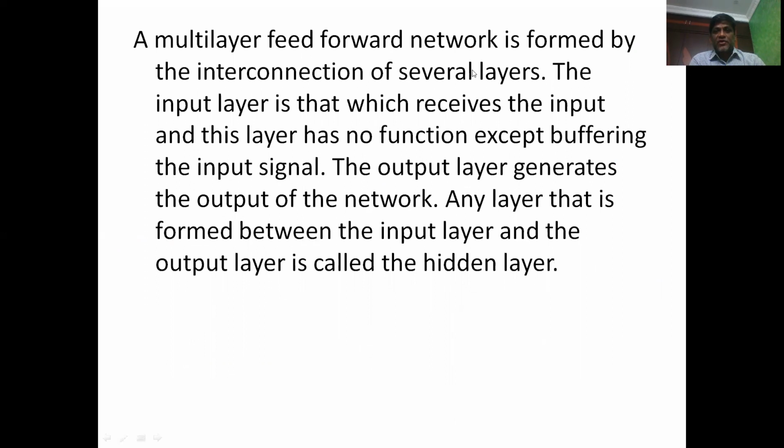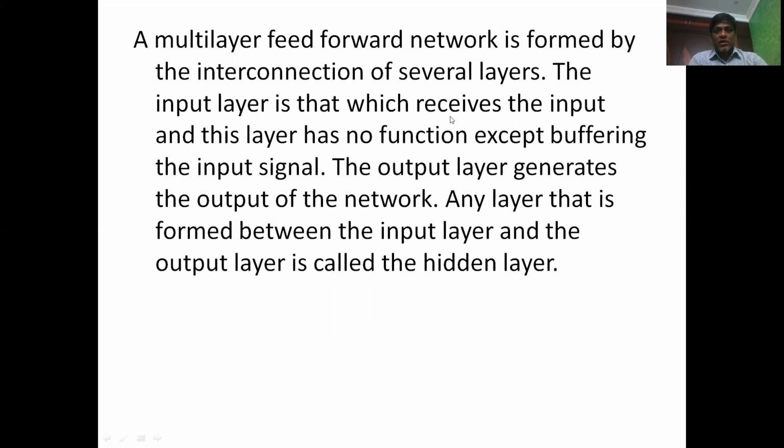A multi-layer feed-forward network is formed by the interconnection of several layers, wherein single layer feed-forward network contains only input layer and output layer. There will be no hidden layers at all. Whereas in multi-layer feed-forward networks, there exists some hidden layer. Number of hidden layers depends on the corresponding application that we are using. So it will be decided by the corresponding designer.